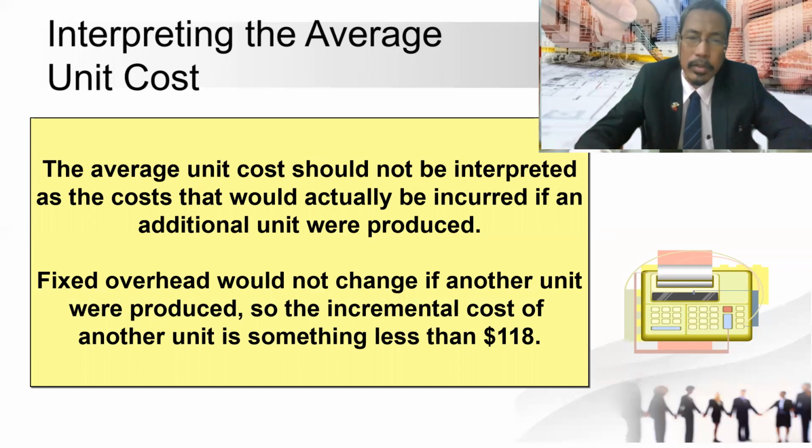So the incremental cost of another unit is something less than 180. It is just specific to 2 units. So take note of interpretation. Okay, do not interpret this as the cost that would actually be incurred if an additional unit will be produced. No, that is not. That is specific to the estimated number of units to be produced. That is, in this example, we thought it to be 2 units.